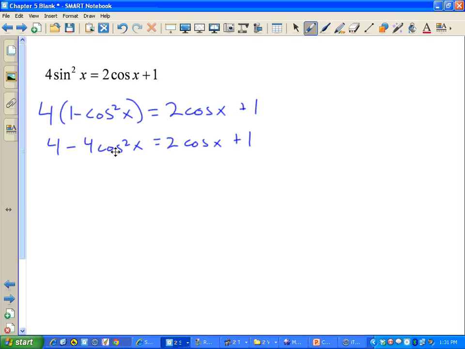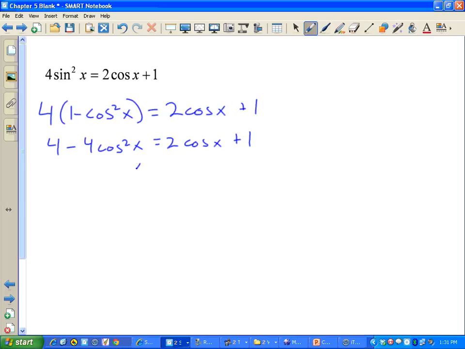Right now, I've got cosine squared and a cosine. This would be the same as if I had a squared plus some a plus some constant. It's quadratic because I've got a squared variable, a non-squared variable, and a constant term. So when it's quadratic, I want to move everything to one side and get it equal to 0. So I'm going to move all this stuff over to the other side.